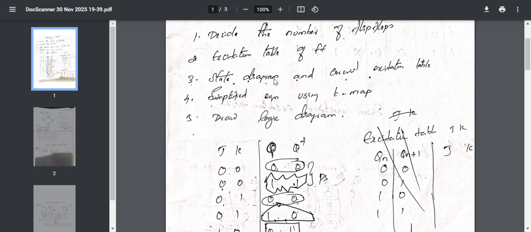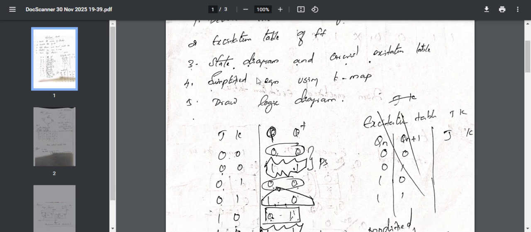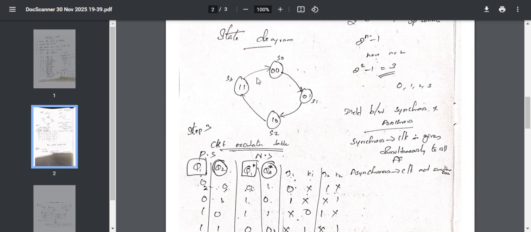We need to move to the third step, that is state diagram and circuit excitation table. The state diagram purely depends on the number of flip-flops. Here we have taken the number of flip-flops as 2. So when the number of flip-flops is 2, the state diagram input is taken as 2-bit numbers. And there is a formula, 2 raised to n minus 1. And what is n? n is nothing but the number of flip-flops.